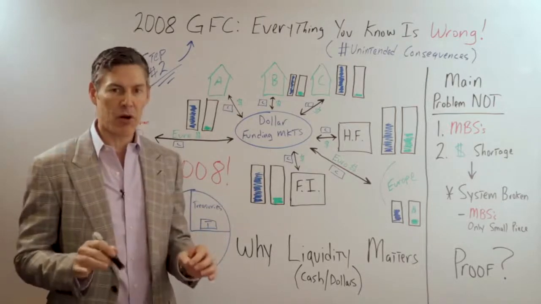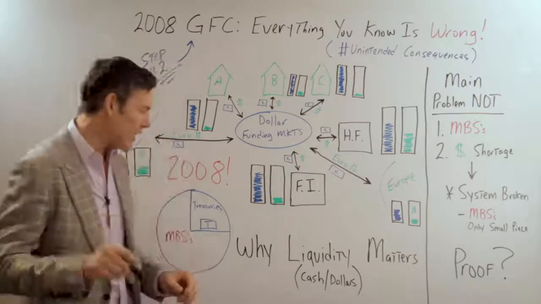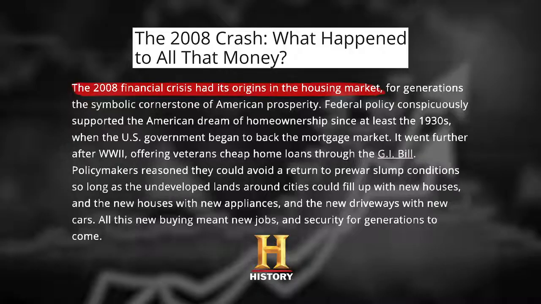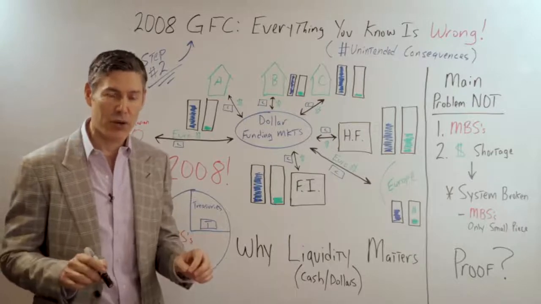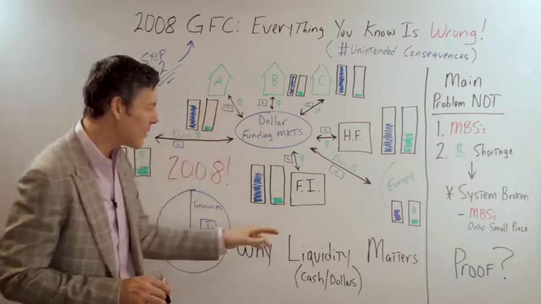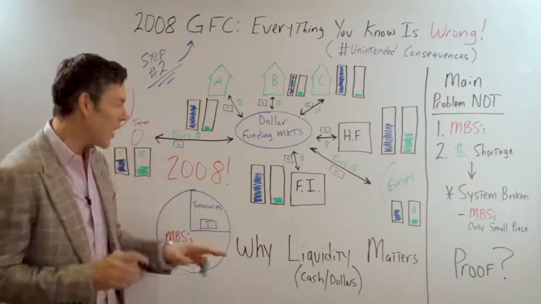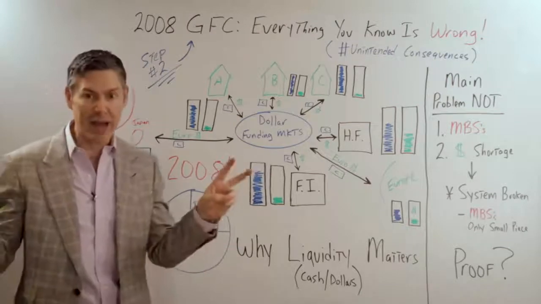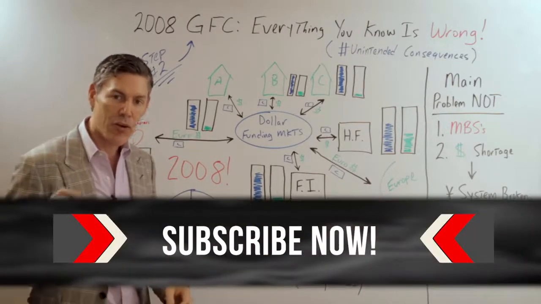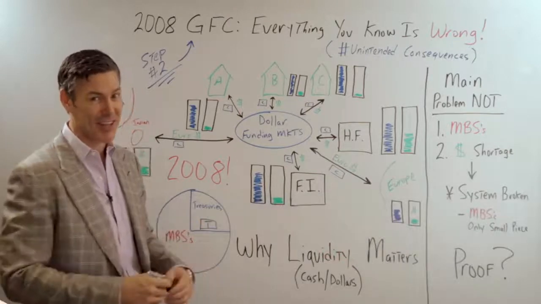We've all been told that what caused the global financial crisis in 2008 was a housing bubble in the United States and just a lot of garbage mortgages. But that's not true. The main problem is that we created a system that didn't have enough dollars in it compared to the amount of assets that it had. And to reiterate this, just in case you don't believe me, let's go straight to Jeff Snider.